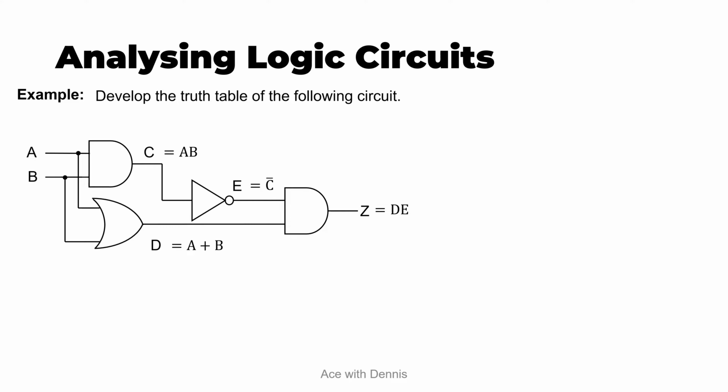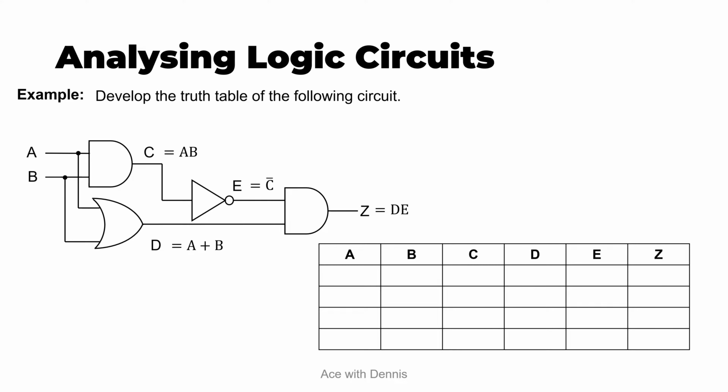Now, let's build the truth table of these circuits. There are 4 possible combinations of inputs A and B, which are 0, 0, 0, 1, 1, 0, and 1, 1. At point C, which is the output of the AND gate, AB, C will only be 1 when both A and B are 1s. The rest will be 0. Hence, the result for C will be 0, 0, 0, 1.